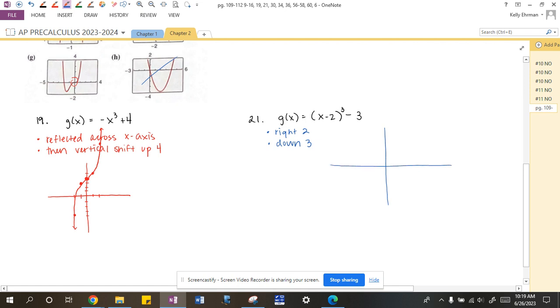So same points for my parent function. Oops, I just realized for number 19, I never reflected it. Sorry, goodness.